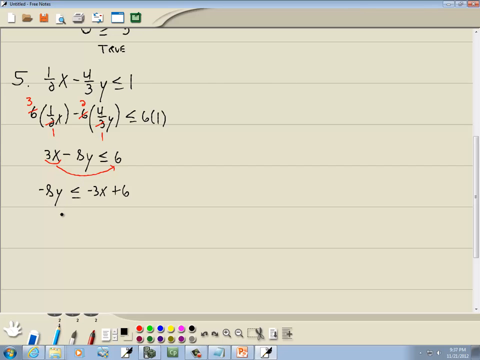Now we're trying to get y by itself, so we're going to divide both sides by the number in front of our y, which is negative 8. Now when you divide by a negative number, you flip your inequality symbol, so this becomes a greater than or equal to. So that gives us y is greater than or equal to 3/8 x minus 6/8, and 6 and 8 are both divisible by 2, so that gives us 3/4.